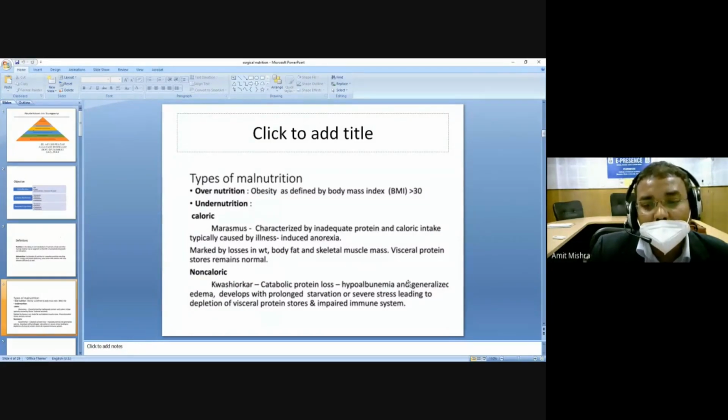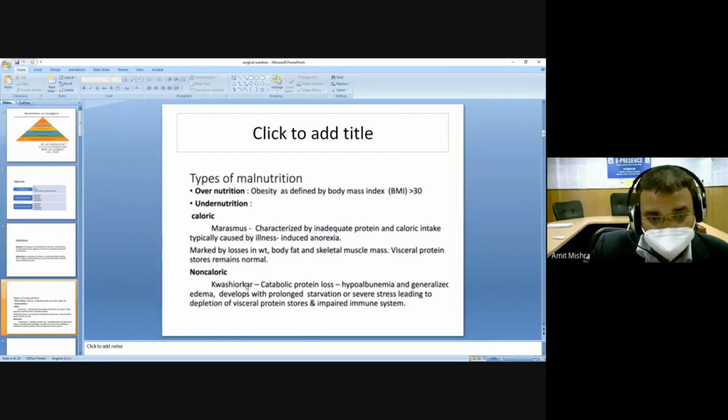Okay. But the visceral protein stores remain normal. Visceral protein stores are basically inside the viscera, like in the liver and on the bowel. So visceral protein stores remain maintained, but there is an overall loss in body fat and skeletal muscle mass, the protein which makes the muscle mass, so skeletal muscle mass will decrease. But the interesting thing here is that the visceral protein store remains normal.